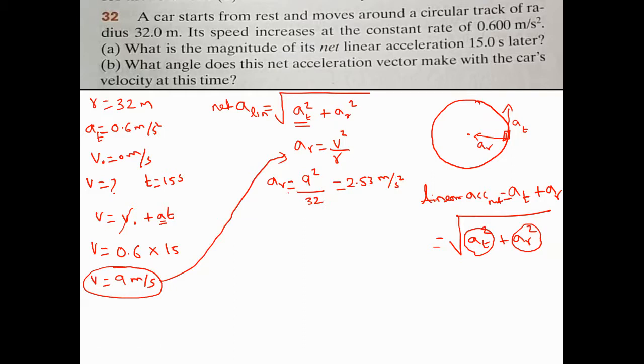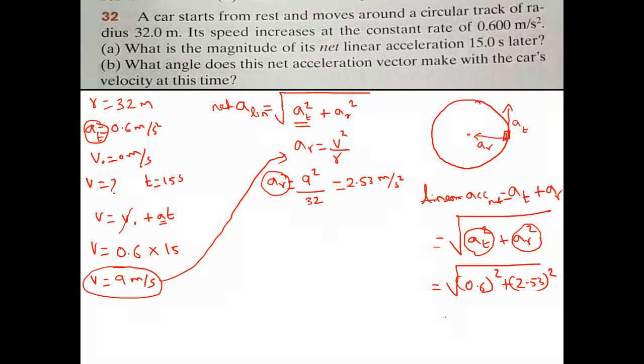Once I find this radial acceleration, I am going to find the magnitude of the net linear acceleration. I substitute the AR and AT values in this formula. My AT value is 0.6 squared, my radial acceleration is 2.53 squared. When you work it out, my final magnitude is exactly 2.6 meters per second squared. So this is the answer for the first question. Clear? Clear, doctors.